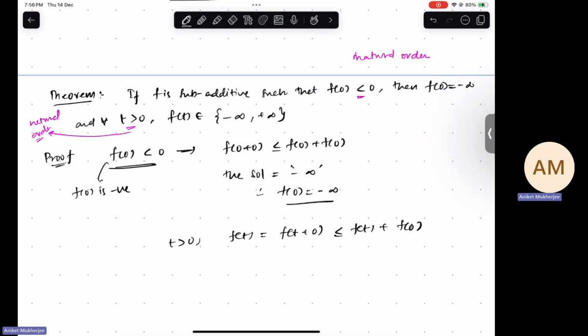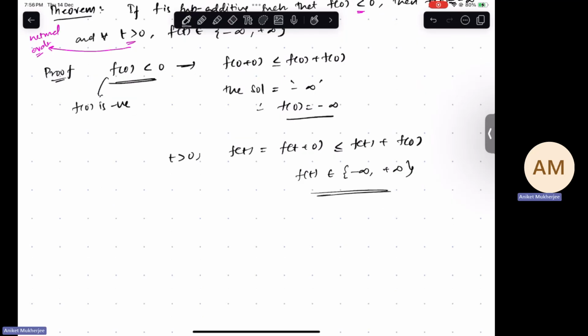So again, the solution would be -infinity, but it could also be +infinity because, as we have discussed in previous classes, +infinity will be taken as absorbing. So the solutions for this is f(t) is either -infinity or +infinity. Okay.